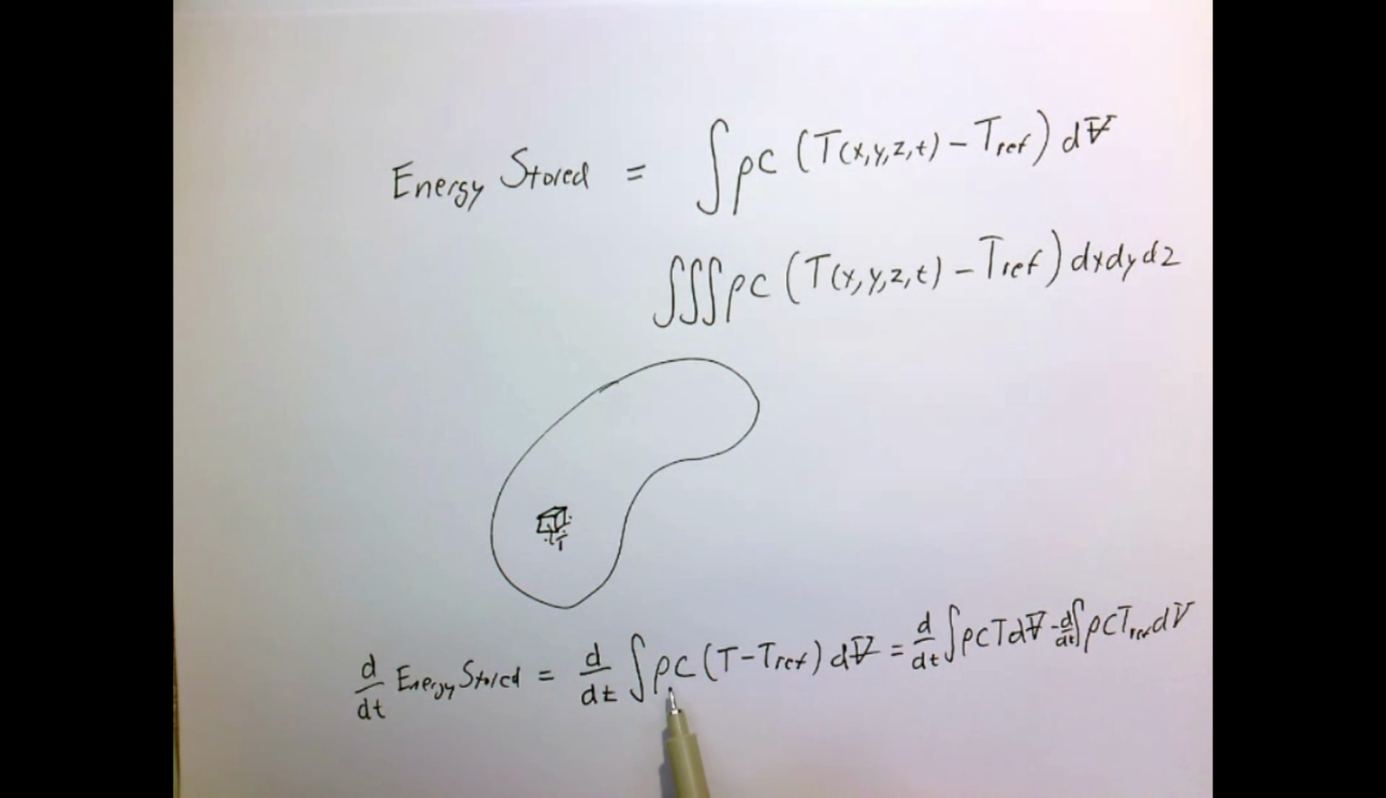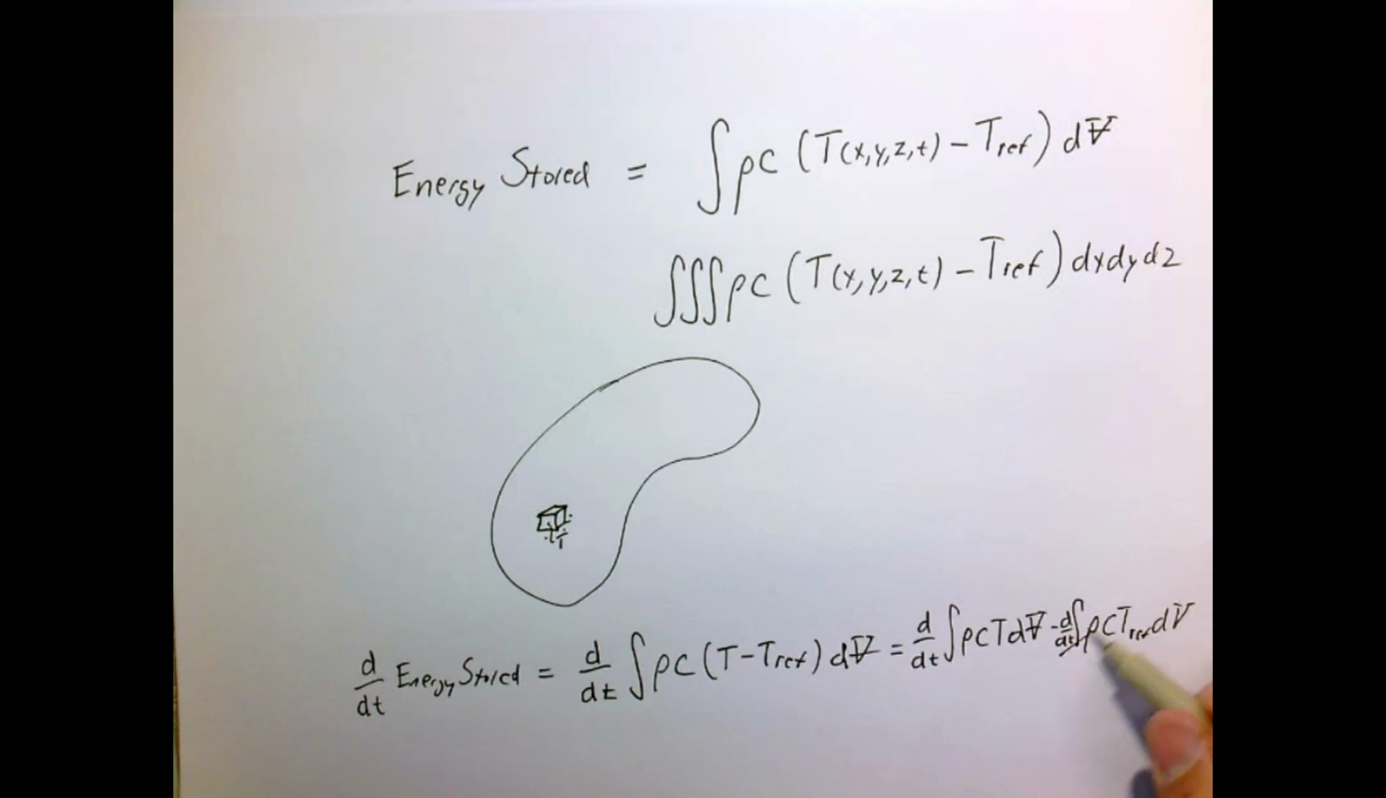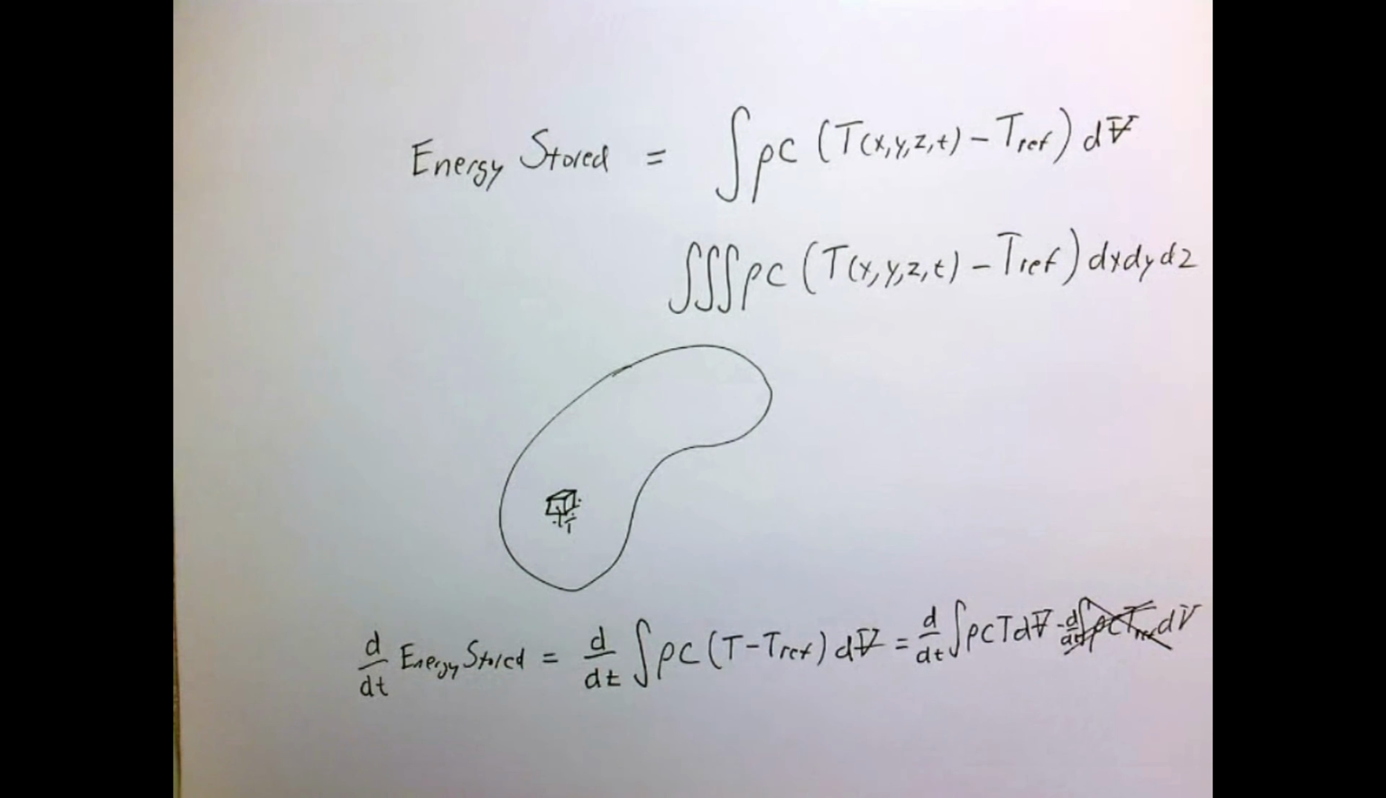I can split my integral into two pieces, one rho times c times the temperature, the other rho times c times Tref. I got a little crowded here, but that's okay. I think you get the point that rho, c, and Tref are constants, so their time rate of change over the volume is 0, so I can drop that term.